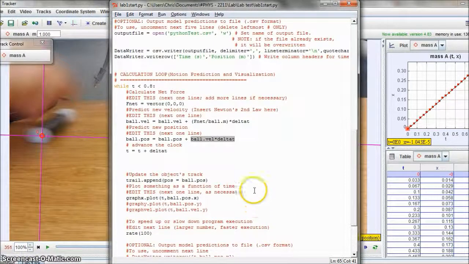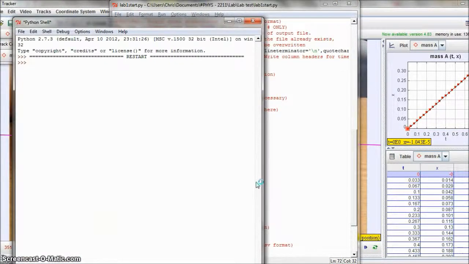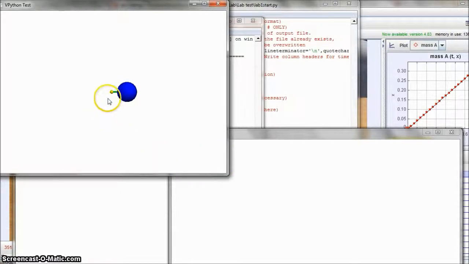Again, because there are no forces, we expect the ball to move with constant velocity. When we run the program, we see that this is the case. It moves with constant velocity in a straight line.